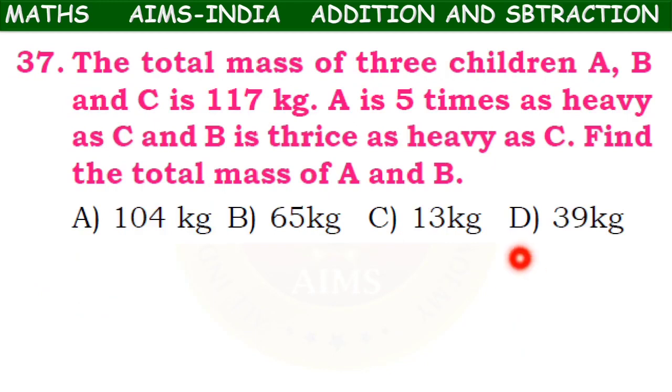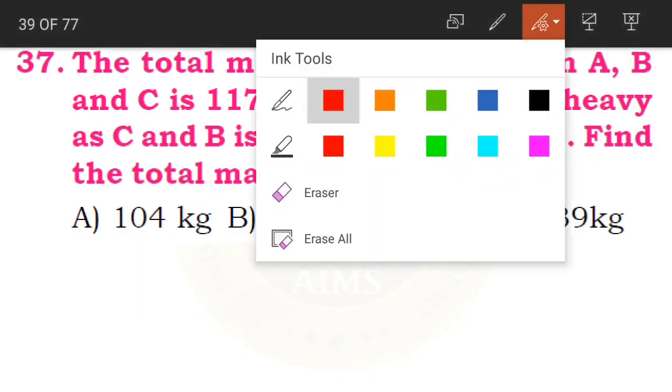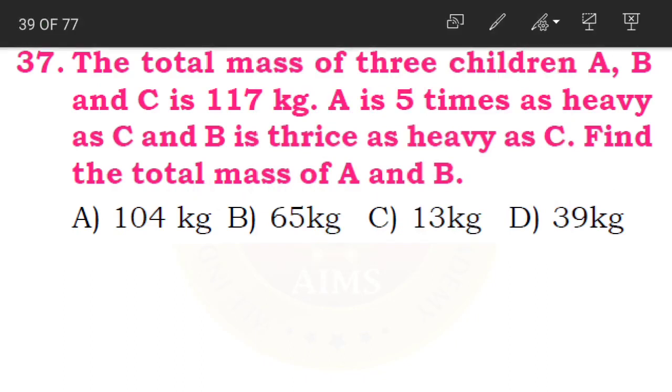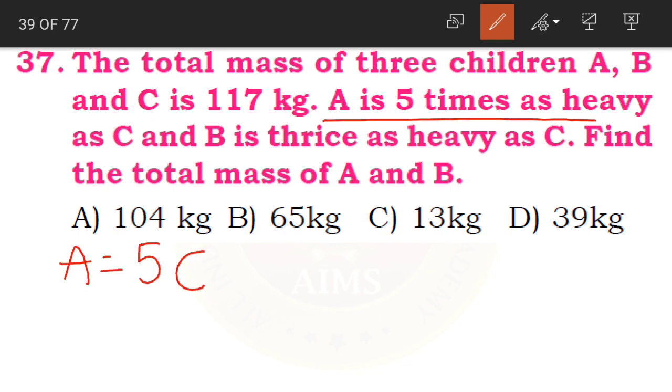Moving on to question number 37. The total mass of 3 children A, B and C is 117 kgs. A is 5 times as heavy as C and B is thrice as heavy as C. Find the total mass of A and B. Okay children, here you need to understand one thing. A is 5 times as heavy as C. A is equal to 5 times C. That is nothing but 5C. B is equal to what? B is equal to 3C. Thrice means what? 3. 3 into C.